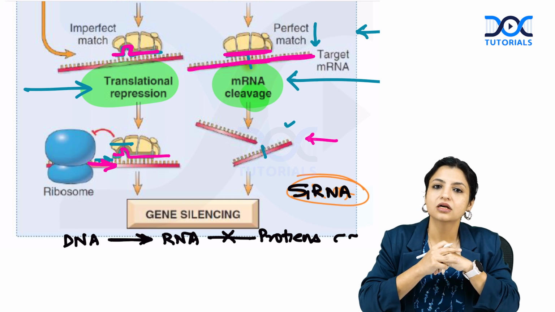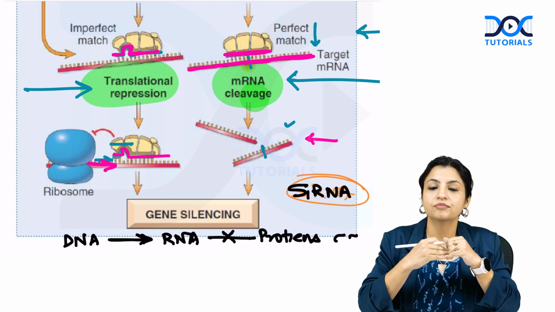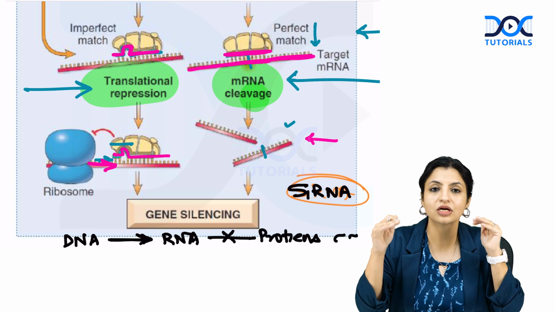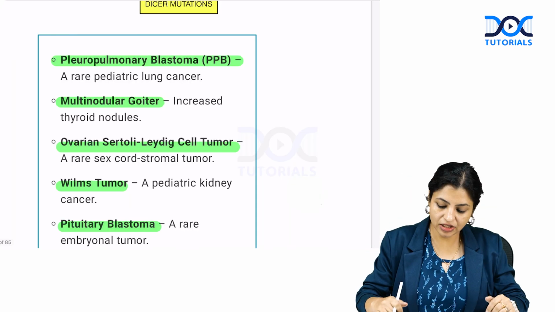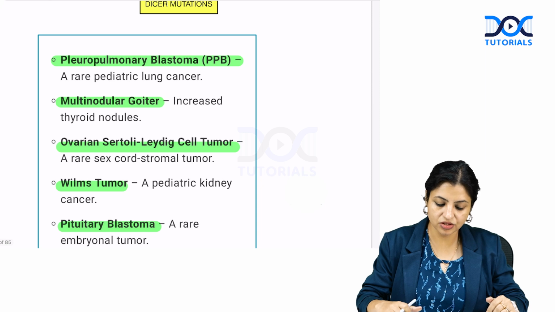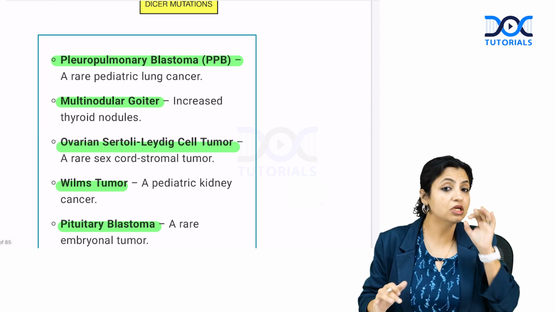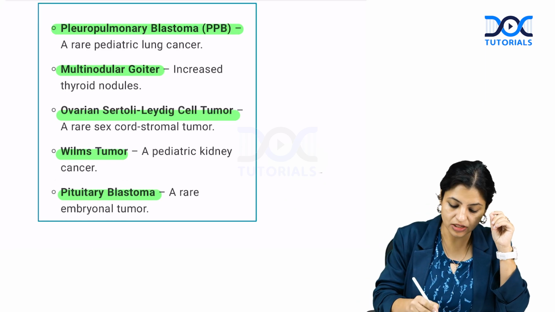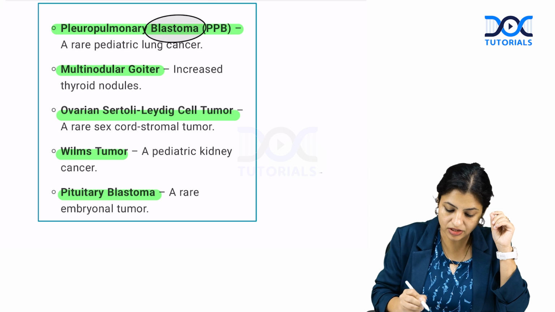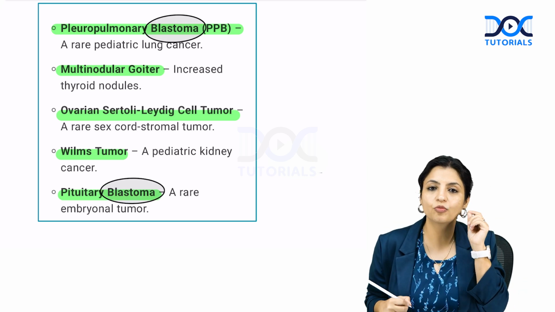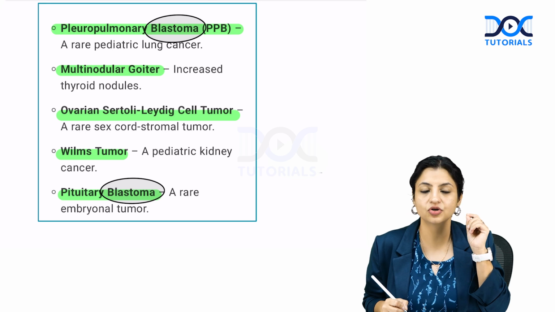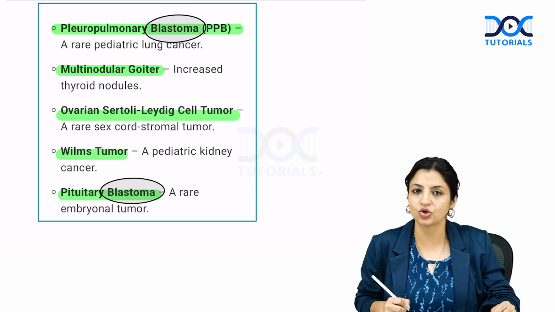Second, can you have mutations in the genes coding miRNA? Yes, dicer mutations are very common. Dicer mutations are commonly seen in unique pediatric tumors, blastomas. Remember, there will be a lot of blastomas coming here. So we have pleuropulmonary blastoma, which is again a pediatric tumor, or pituitary blastoma, which are common.